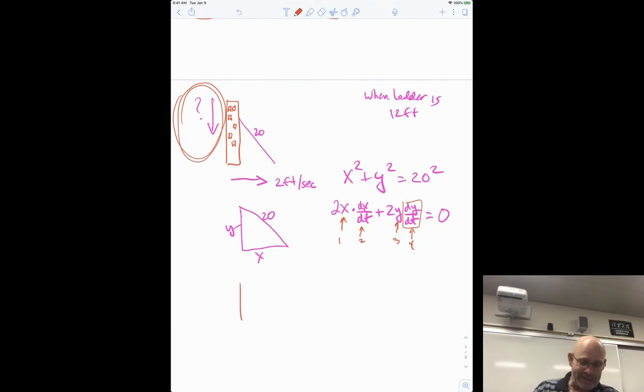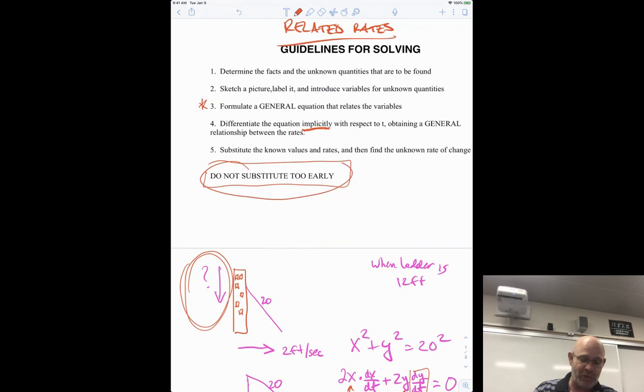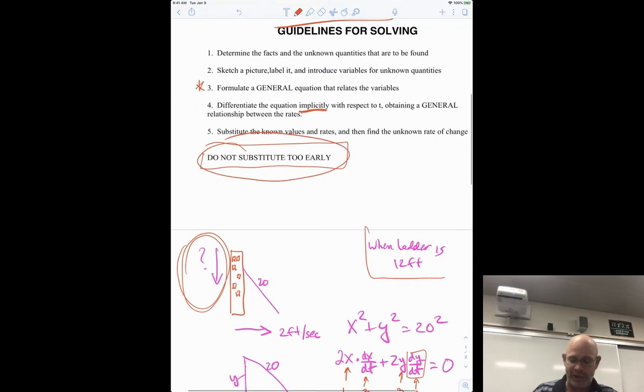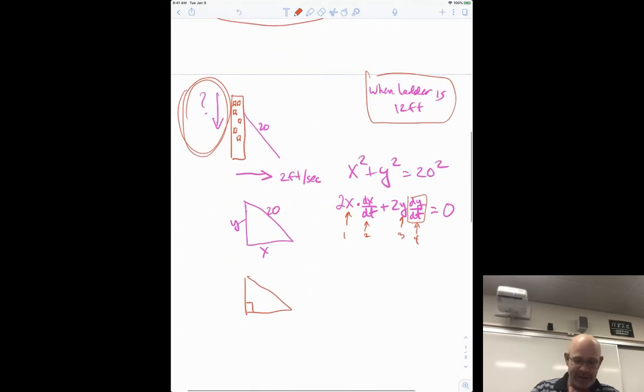So now is the time where I can start plugging things in. Remember, I made this comment: don't plug things in too early. Sometimes people want to put this 12 in really early, but remember that 12 is changing. So I can't put that 12 in until I take the derivative, and then I can go back and plug it in if I need to. Whoops, sorry, the ladder is 12 feet, so that's the wrong place for the 12. The 12 is actually here, right? And there, that's 20. I can find the other one by using the same Pythagorean theorem. I think it's a 3, 4, 5 right triangle, actually, which is 16. And now I can start plugging in.